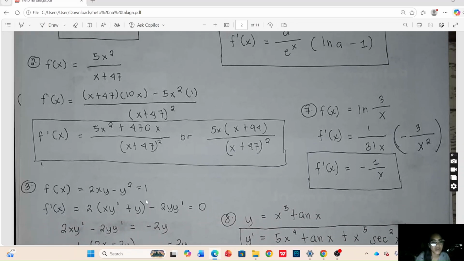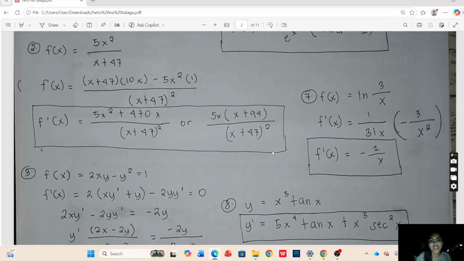The derivative of 5x squared is 10x, while the derivative of x plus 47 is 1. We substitute this into the quotient rule formula, expand the numerator and combine like terms. So our complete answer is 5x multiplied by the quantity x plus 94 over the quantity x plus 47 squared. That is our simplified answer.